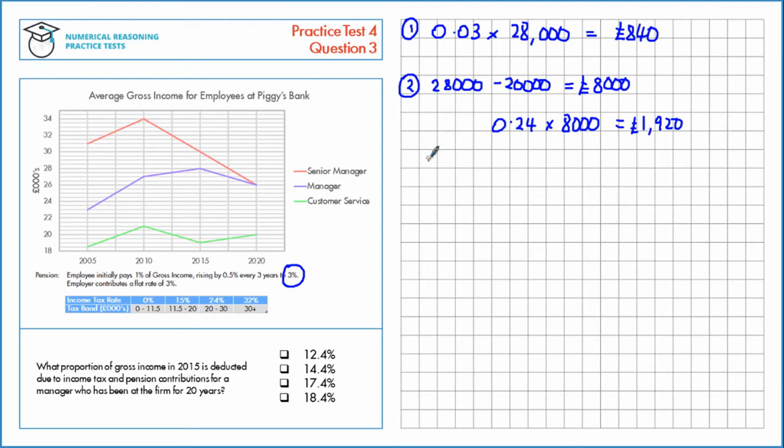Now we need to calculate the tax on the next band. So for this band here, we know that the employee earned more than this amount, so they're paying tax on the full band, which is 20,000. Take away 11,500, which equals 8,500. So the tax they have to pay on that is 15%, which as a decimal is 0.15 times 8,500, which equals £1,275.